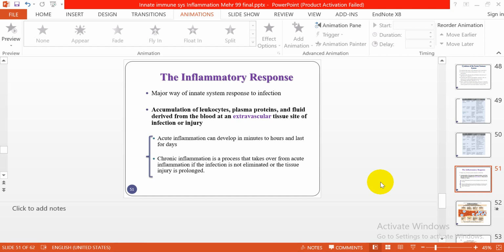We have two types of inflammation: acute inflammation and chronic inflammation. Acute inflammation can develop earlier after the pathogen enters the body. Acute inflammation can develop in minutes to hours and last for days. Chronic inflammation is a process that takes over from acute inflammation if the infection is not eliminated or the tissue injury is prolonged.